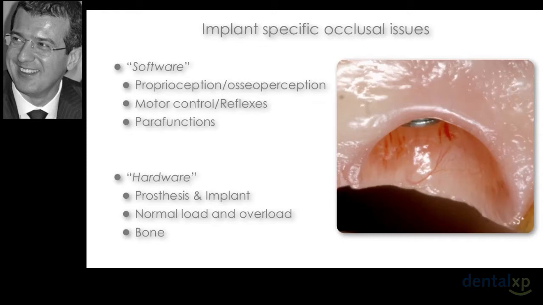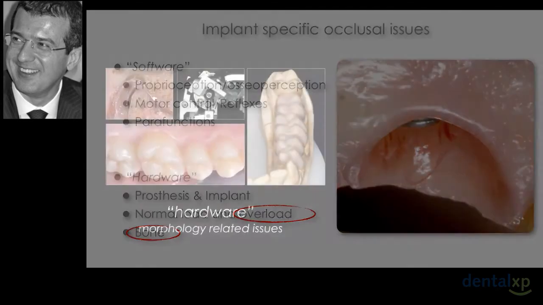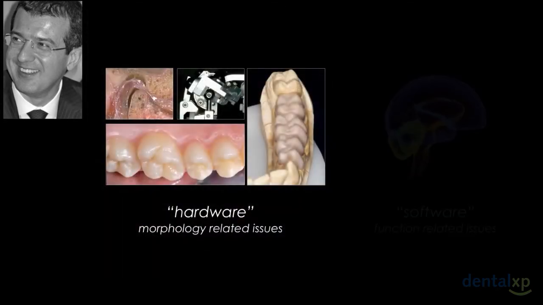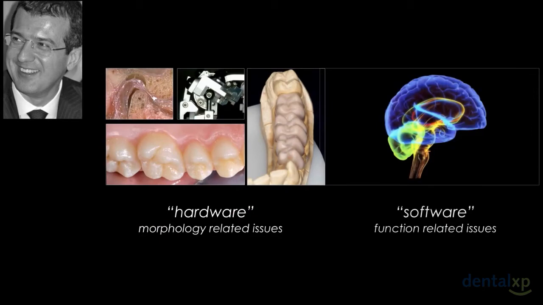So it is what is related with morphology, so how a prosthesis is made, what is happening with normal load and with overload on our implants, and most of all what is happening to the bone, what is happening to the bone implant area. So we said hardware is everything related to morphology, while software is everything related to function.